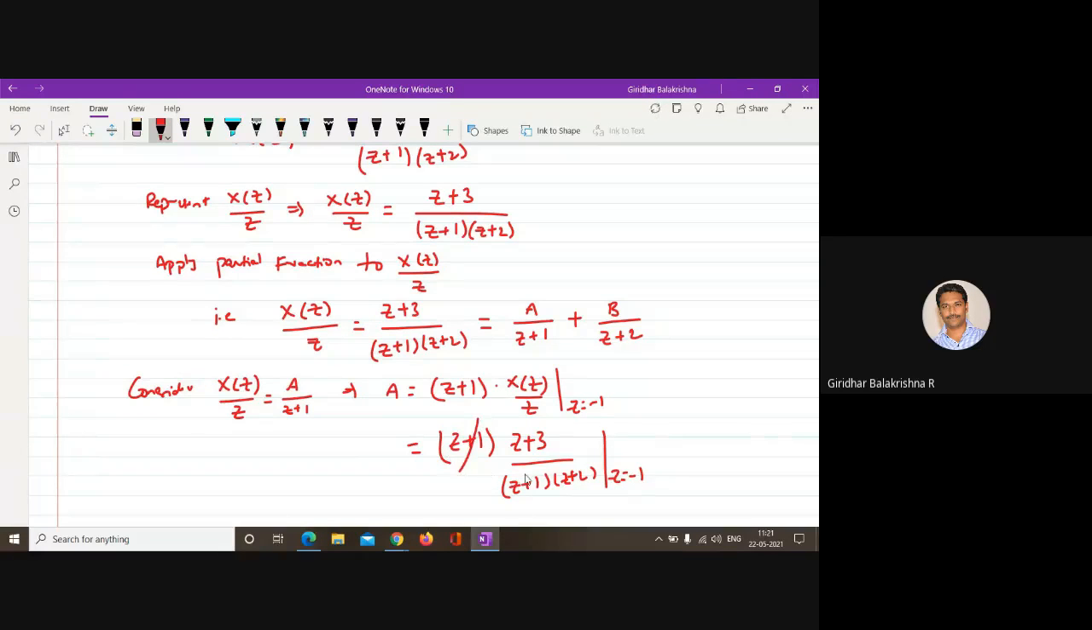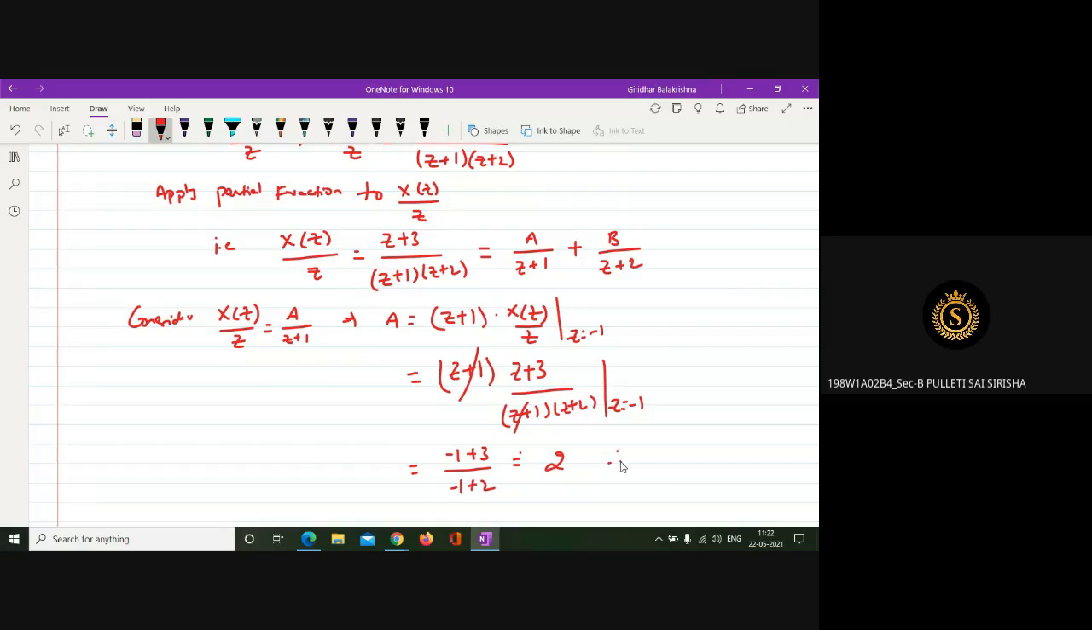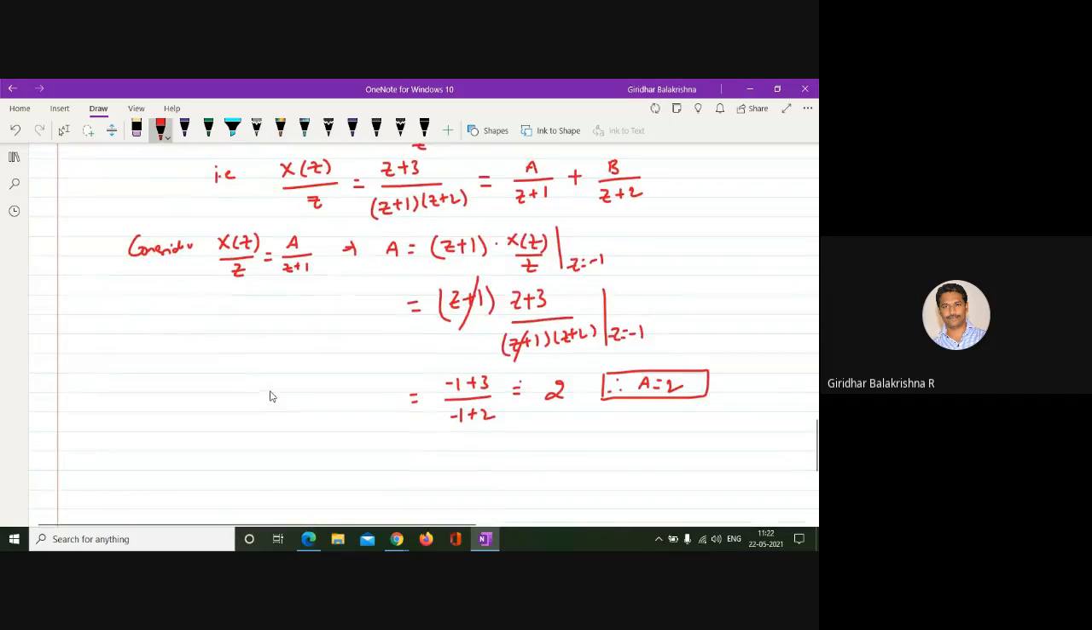So z plus 1 gets cancelled. Substitute z equal to minus 1. So minus 1 plus 3 by minus 1 plus 2. What is the value of A? 2. Therefore A equals 2.